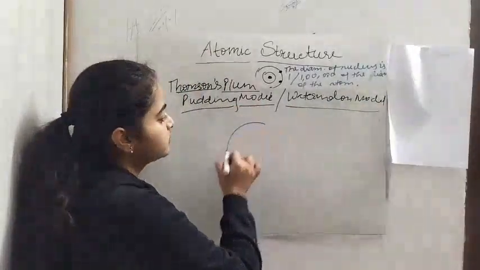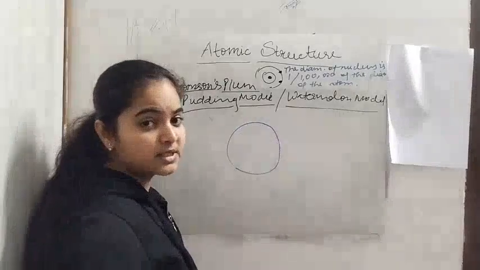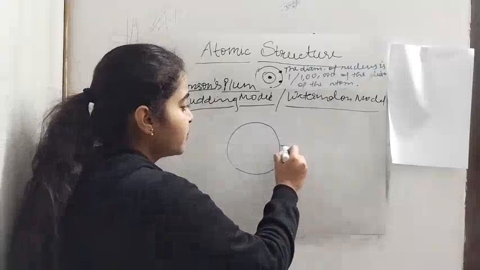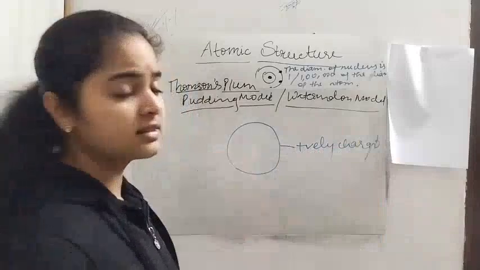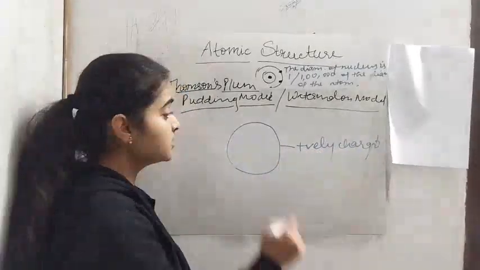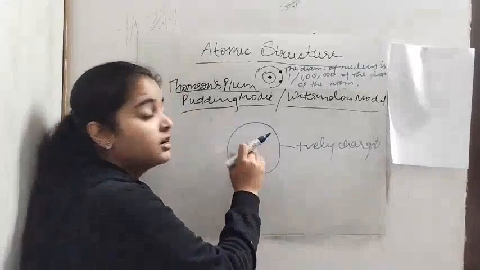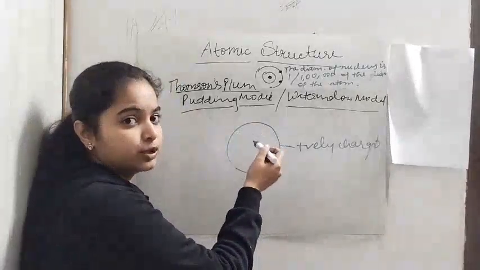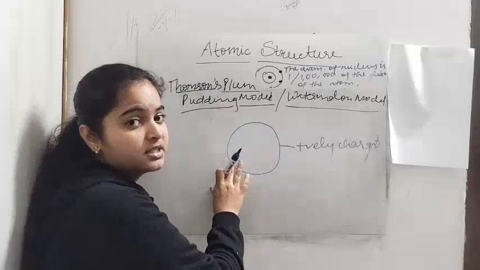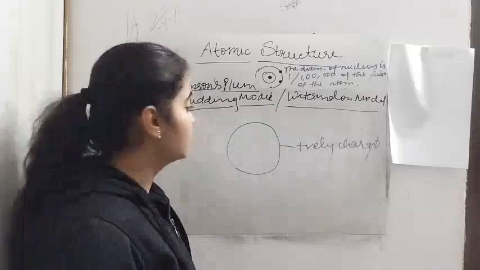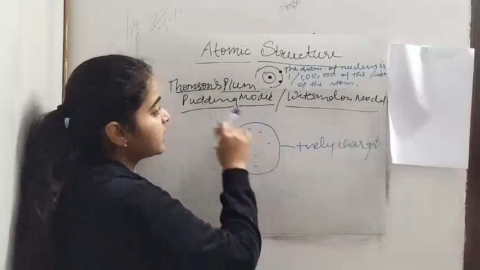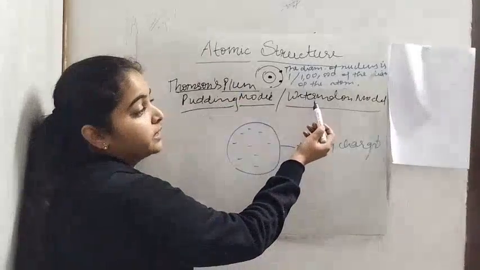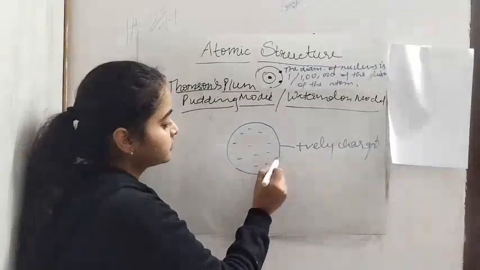So according to him, he believed that the atom is like a pudding, and this is positively charged. This is like a pudding and it is positively charged, and the electrons are embedded inside this positively charged sphere as plums are embedded inside the pudding and as the seeds are embedded inside the watermelon. So it is also known as the watermelon model. So these are electrons embedded like plums inside the pudding and seeds inside the watermelon. These are negatively charged.